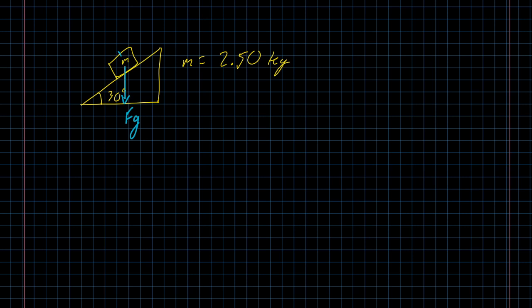I've got the normal force, all of a sudden not pointing straight against gravity, because the normal force points perpendicularly to the surface the object is resting on. And then I've got the force of friction. That's probably enough forces here.